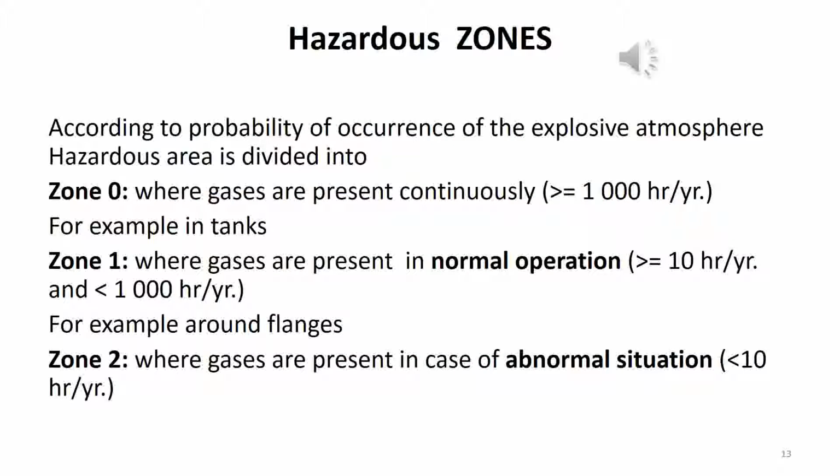According to probability of occurrence of the explosive atmosphere, hazardous area is divided into zone 0, where gases are present continuously, more than 1,000 hours per year, for example in tanks. Zone 1, where gases are present in normal operation, between 10 and 1,000 hours per year, for example around flanges. And zone 2, where gases are present in case of abnormal situation, less than 10 hours per year.